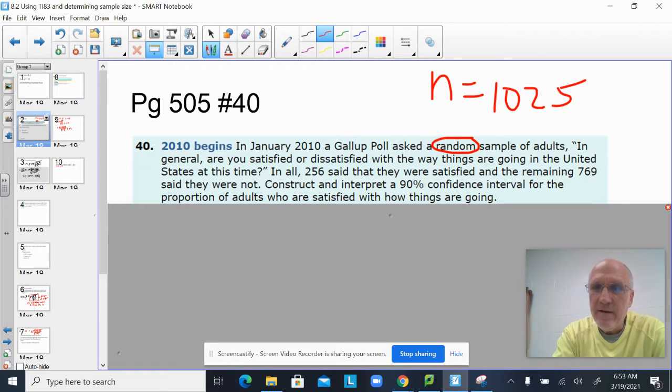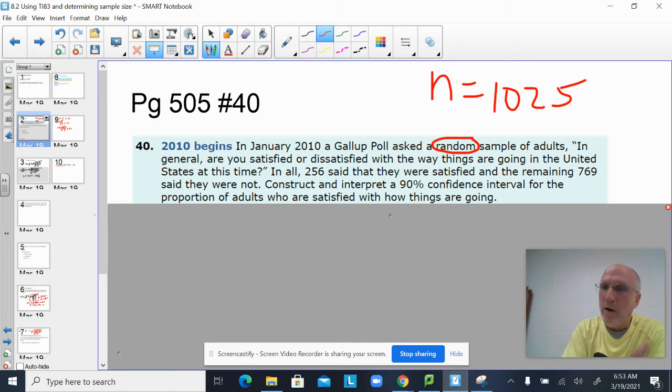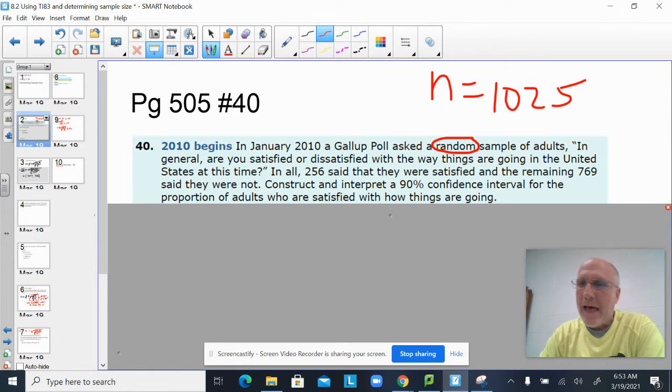So it could have said 256 of the 1025 people said they were satisfied. Remember, it also could have said there were 1025 people, and it could have given you what percent were satisfied, that would be the actual p-hat. So again, it could present the information to you a few different ways. This is the way it happened to present to us. Construct and interpret a 90% confidence interval for the proportion of adults who are satisfied with how things are going. Now, you could argue, what in the world does that mean, satisfied with how things are going? But for the moment, let's ignore the vagueness of that particular context.